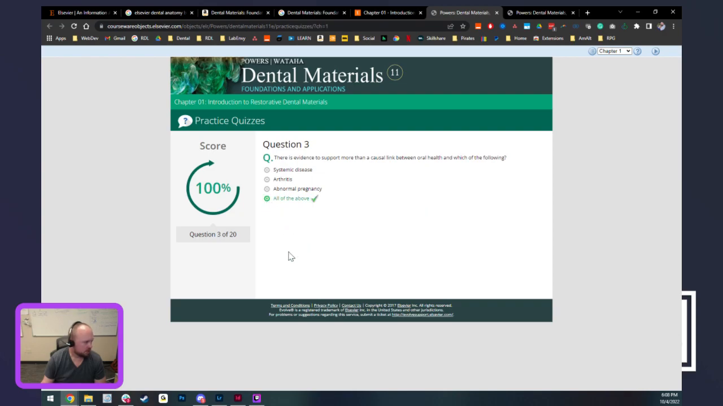Which of the following factors cause dental caries? Sugar, bacterial plaque, soft cementum, all of the above. Soft cementum, bacterial plaque. Which of the following cause dental caries? Bacterial plaque.